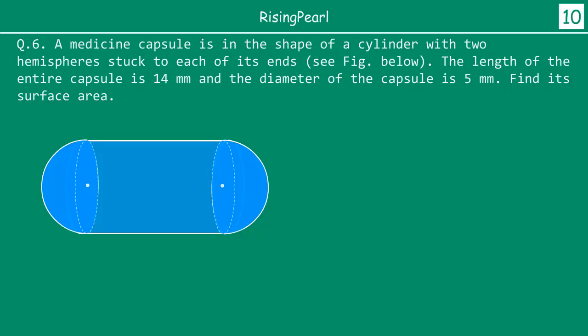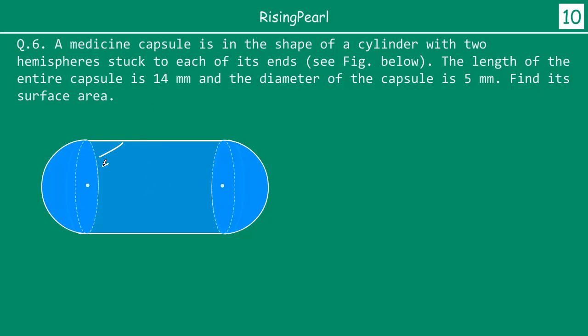Maybe I'll just talk about how to answer the question rather than actually solving it for you. A medicine capsule is in the shape of a cylinder with two hemispheres stuck to each of these ends. So obviously this resembles any capsule, any tablet that we take. Right? So imagine a capsule. So we have a cylindrical part.